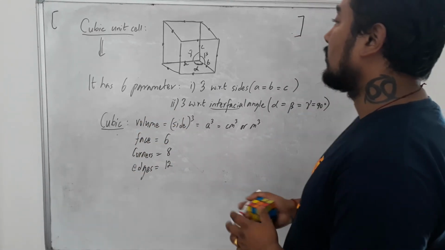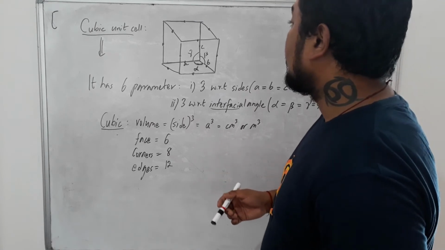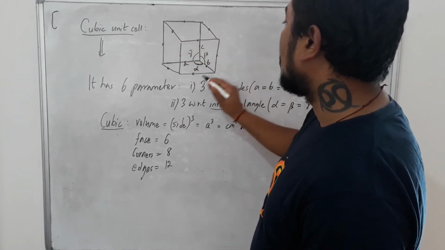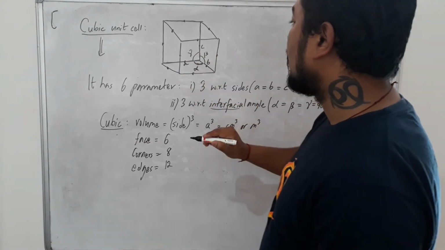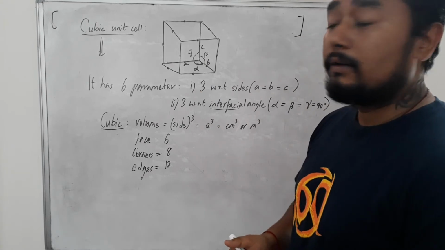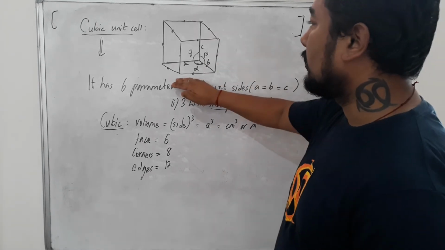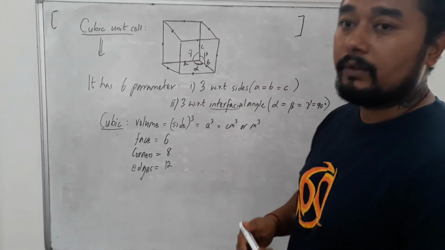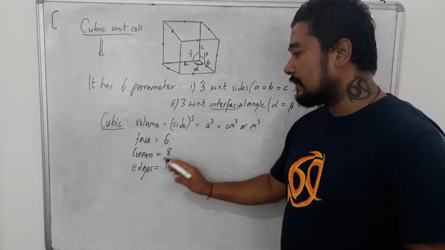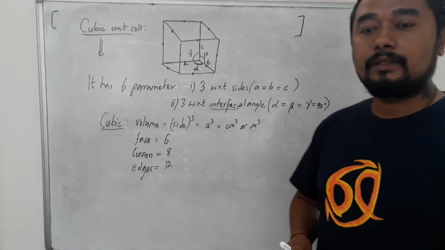So you can see from here again, it has 12 edges. How? Midpoint of a length 1, 2, 3, 4 up, 1, 2, 3, 4 down, 1, 2, 3, 4 in the perpendicular. So 4 plus 4, 8 plus 4 in the perpendicular makes it 12. So do remember cube has 6 faces, 8 corners and 12 edges.